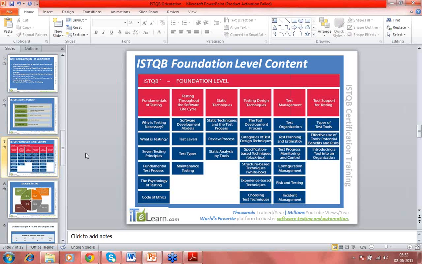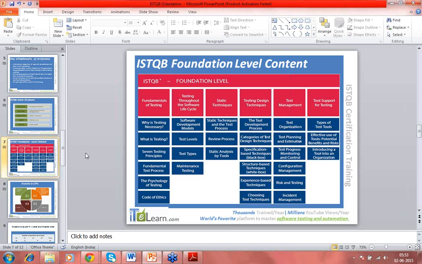Otherwise, what you can see highlighted in red: the fundamentals of testing, testing throughout the software life cycle, the static techniques, test design techniques, test management, and the tools supporting testing. These are the 6 different chapters that you need to be completely aware of for the foundation level certification. Of course, each chapter has some important things, like why testing is necessary. Probably that is what we will be understanding today by the end of this one.